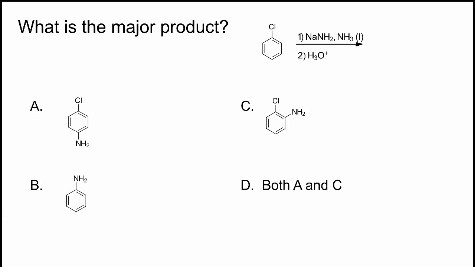All right, so for this one, the chlorine is going to get substituted with the NH2. And so we're just going to get B for our answer there. So this is another way to make aniline, by going through the benzyne intermediate, which had the triple bond in the benzene ring.